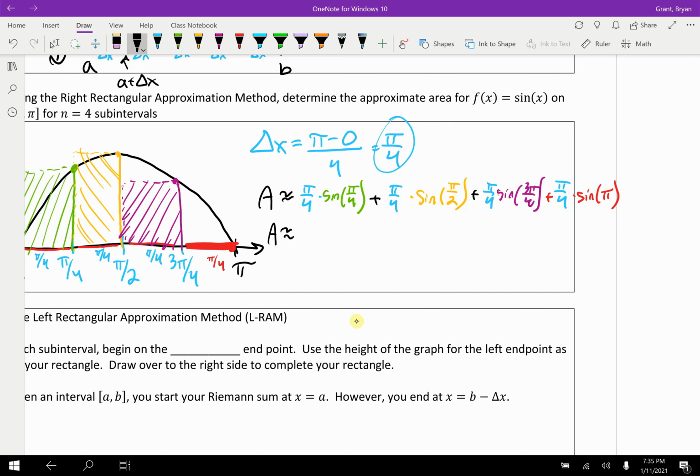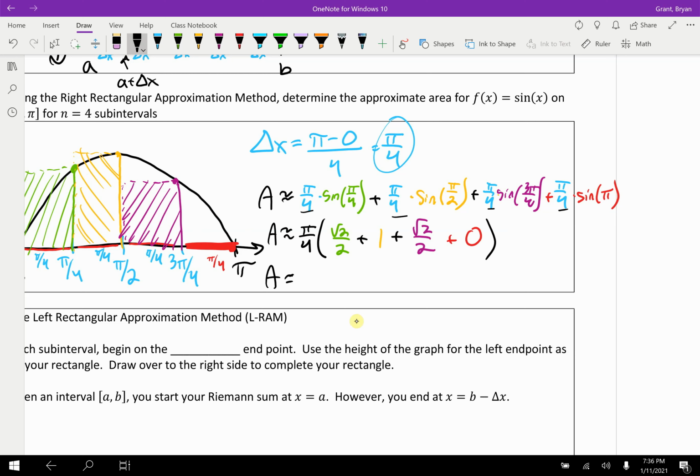So my area is approximated by, actually, I don't want to write pi over 4 a million times. Isn't pi over 4 constant to all of these? Let's factor that out. So pi over 4 times sine of pi over 4 is root 2 over 2, right? Plus my next one, sine of pi over 2, I know that, that's 1. My next one, sine of 3 pi over 4, second quadrant, still positive. And then my last one, sine of pi, is 0, right? Rectangle with a height of 0, we saw that before too. And then we're here. So if you want to continue to clean this up, you can.